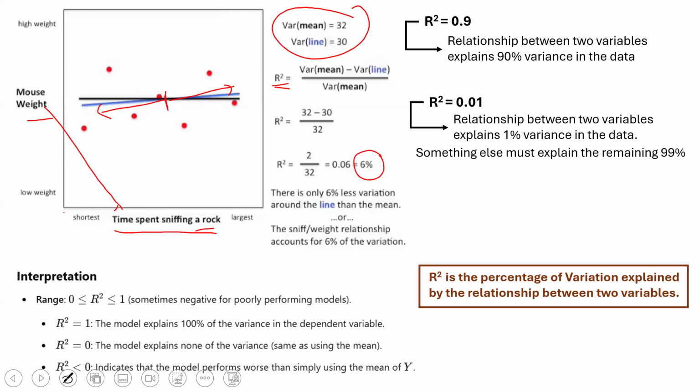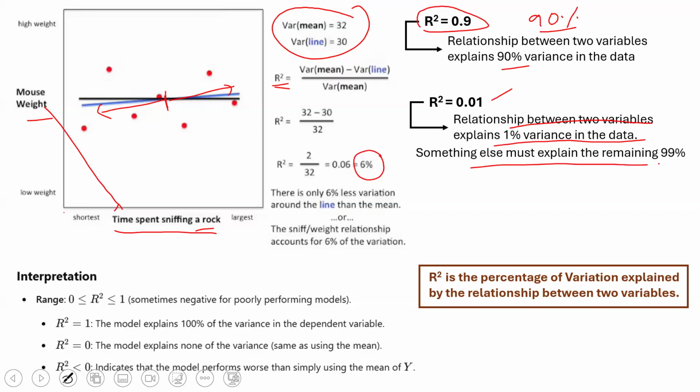So when the R square value is low, that means there is no relationship between those two variables. Okay. Let's take an example. If R square is equal to 0.9, that means 90% of the variance in the dependent variable is explained by the independent variable. There is a strong relation between both of them. But if the R square is very, very low, then the relationship between the two variables would be very, very weak. Okay. That means the relationship between the two variables explains only 1% of variation in the data.